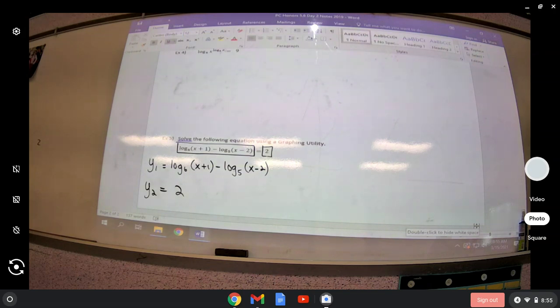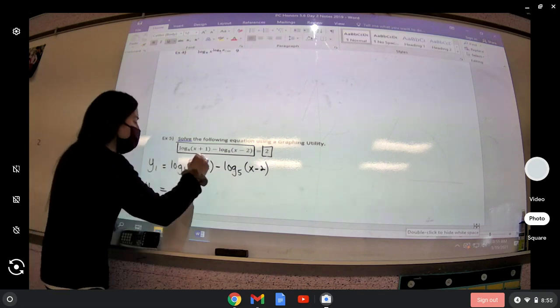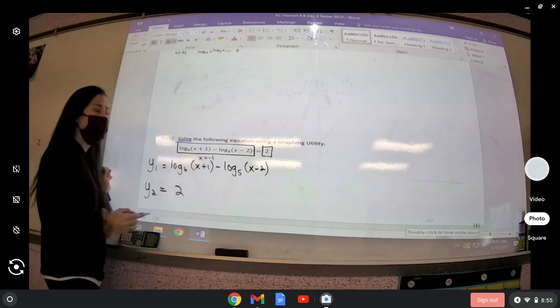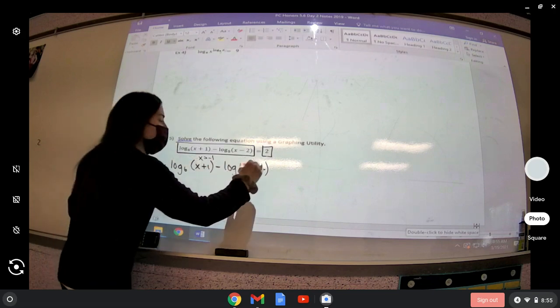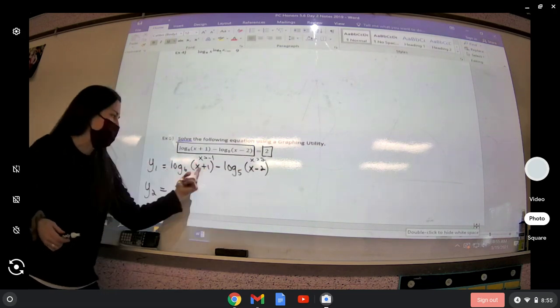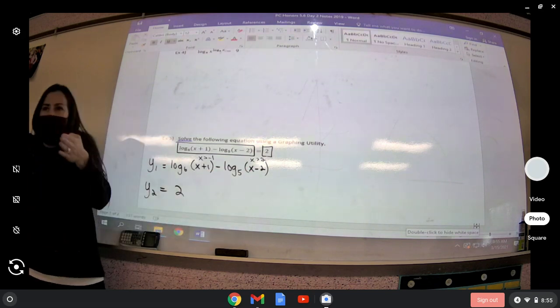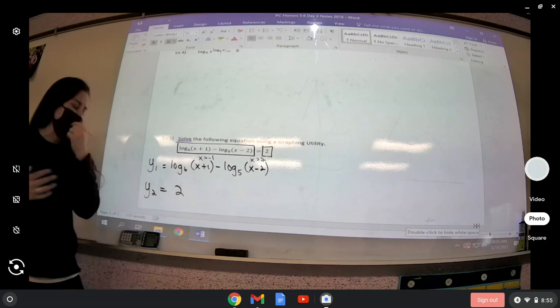All right. So guys, I'm just looking right away. I know this log has a domain where x has to be greater than -1 to be positive numbers, and x has to be greater than 2. The only domain that fits both of these is x is greater than 2. So really you only have to look around 2 and to the right. That's where this graph could exist.